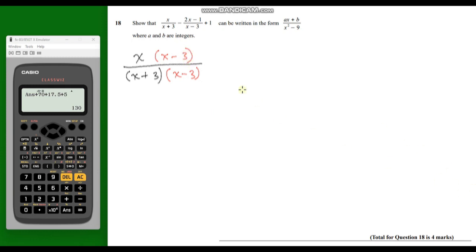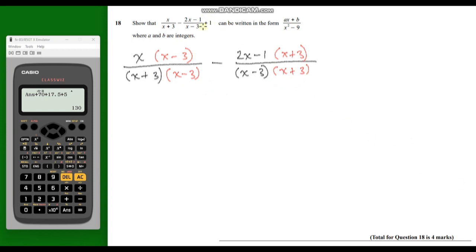And now if we look at the second fraction, we're subtracting 2x minus 1 over, again I'm just going to extend the line, x minus 3. And I'm going to multiply this fraction by x plus 3 over x plus 3. Okay, and it doesn't matter that I'm doing this because I'm not changing the value of the fraction, because essentially I'm just multiplying by 1. But now you can see that our denominators are the same.